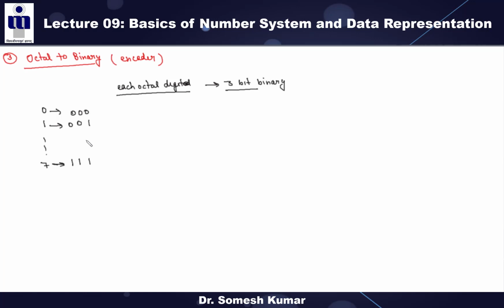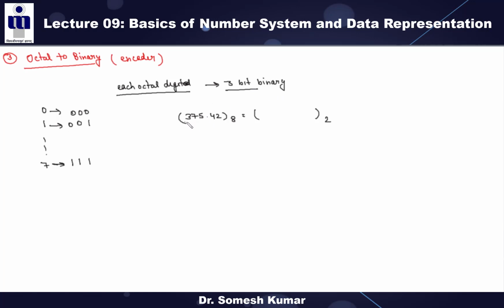Clear the thing, right? So for example, if I am directly asked how you can convert this to binary, one method, a lengthy method, is to first convert this octal to decimal, then decimal to binary, right? That is a time consuming method. So that's why each octal digit can be represented with 3-bit binary, right? So for example, here this is 375.